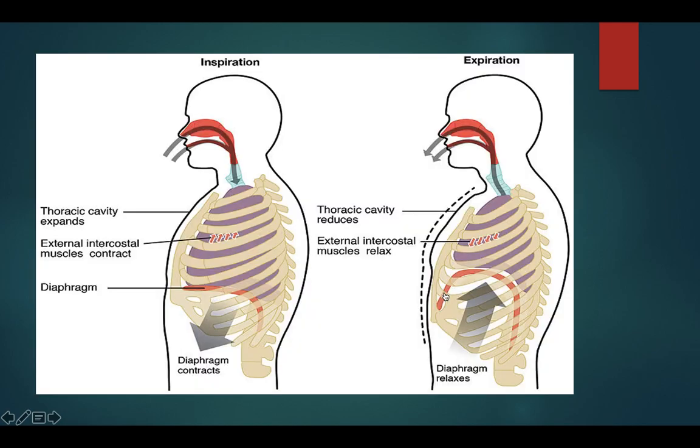I'm giving you an illustration of inspiration and expiration. In inspiration, the thoracic cavity expands, while in expiration, the thoracic cavity reduces. In inspiration, the external intercostal muscles contract, while in expiration, they relax. In inspiration, the diaphragm contracts, and in expiration, the diaphragm relaxes. So it's basically just the opposite: inspiration is the opposite of expiration, and expiration is the opposite of inspiration.